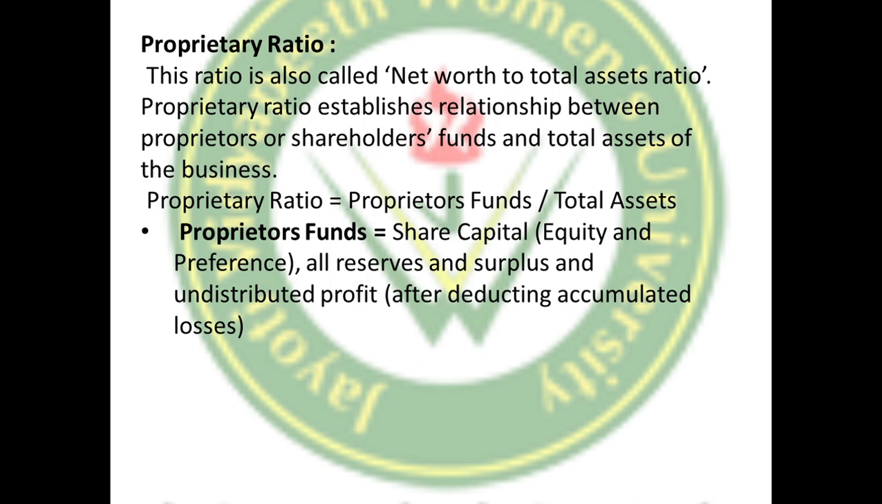Next we will do the proprietary ratio. This ratio is also called the net worth to total asset ratio. It establishes the relation between proprietary or shareholders' fund and total assets of the business. The formula to calculate the proprietary ratio is proprietary fund divided by total assets. Two components are required to calculate this ratio. First is proprietary fund. Now let's talk about what proprietary fund is.